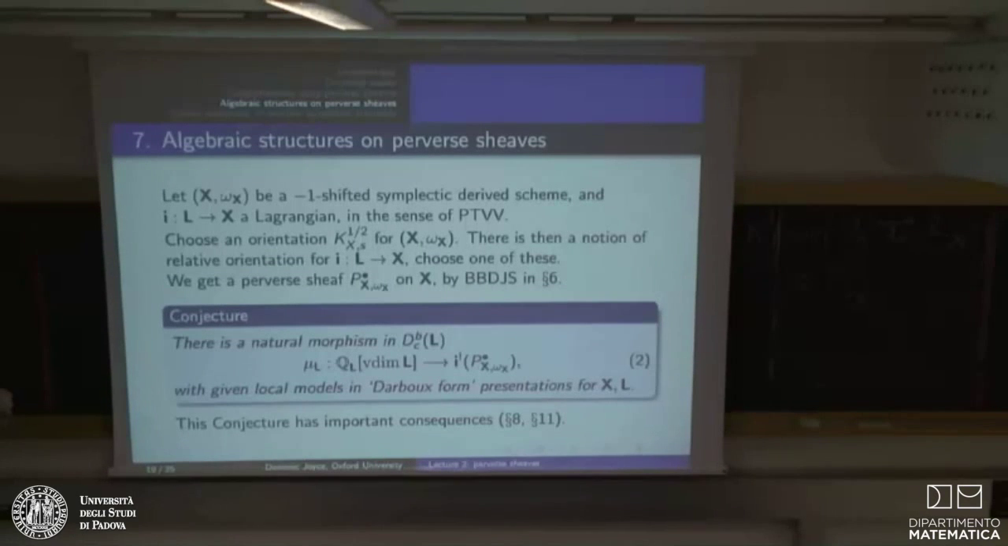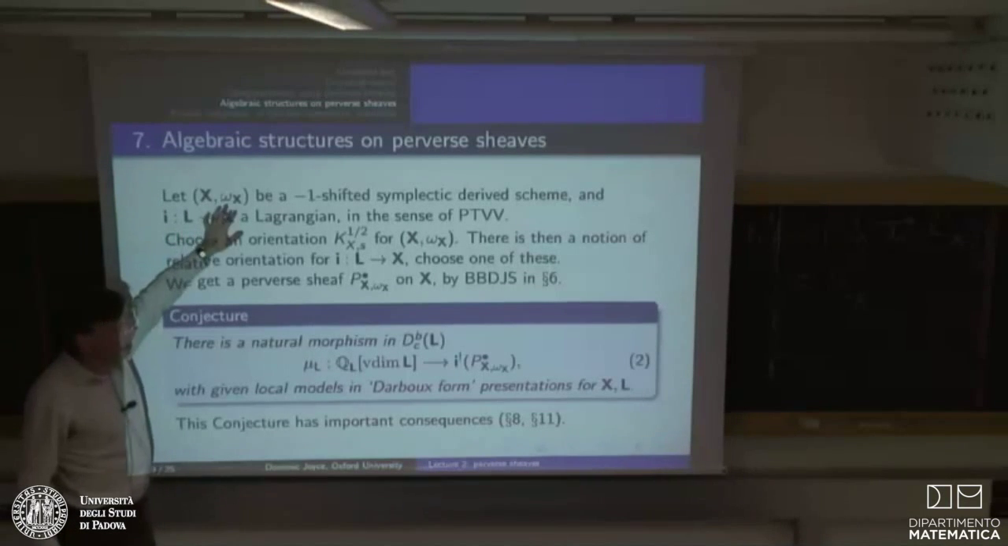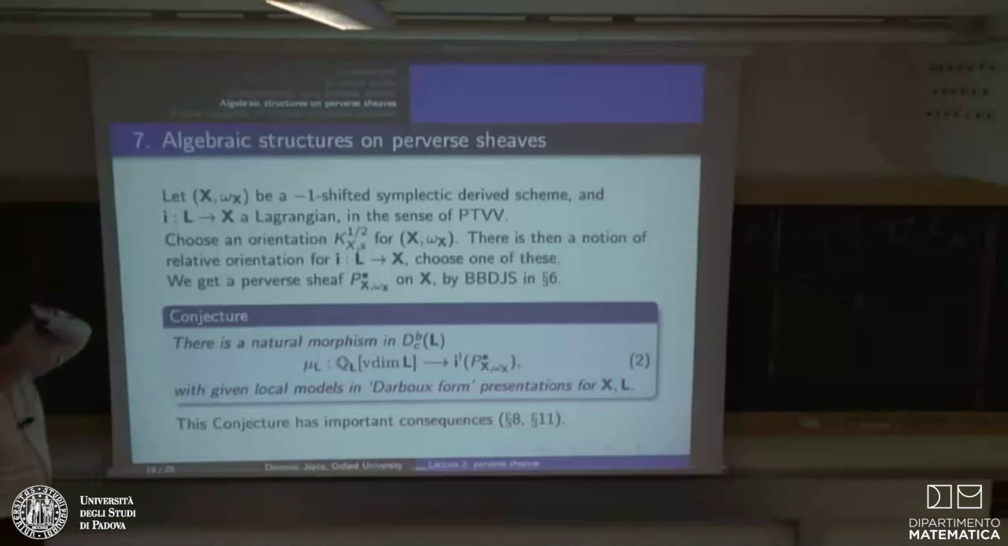Okay. Now I want to talk about a conjecture I would like to make, because I'm hoping that somebody here might be able to help me with it. So let's take X and ω_X be a -1 shifted symplectic derived scheme. Where we're going with this is we've now defined the perverse sheaves, which give us their hypercohomology as vector spaces. We're interested in putting some kind of algebraic structure on these things, for instance, a multiplication or a kind of composition. If we want to regard the hypercohomology of the Lagrangian intersection perverse sheaves as being Lagrangian Floer cohomology, then we want to know how do the composition maps between Lagrangian Floer cohomology arise in the perverse sheaf picture.